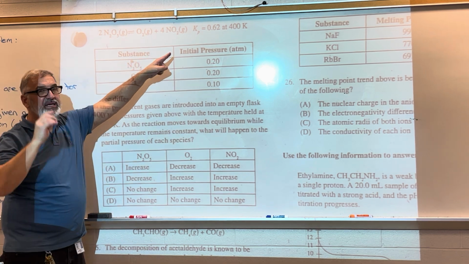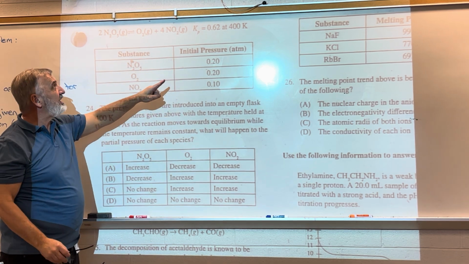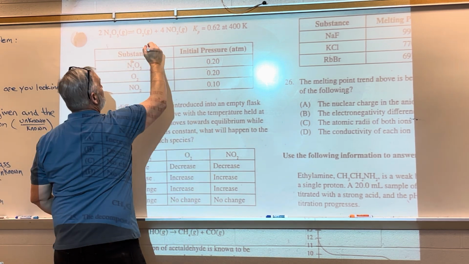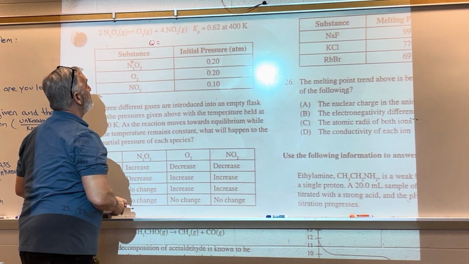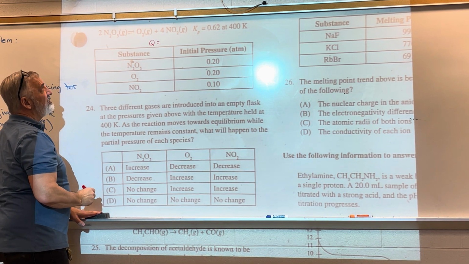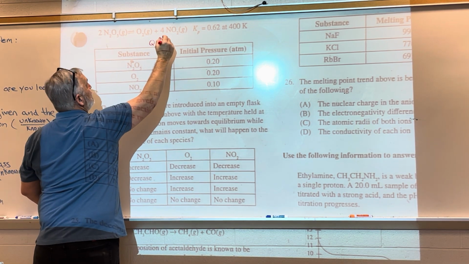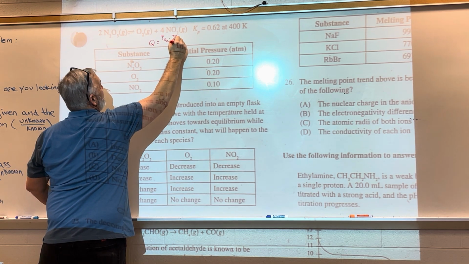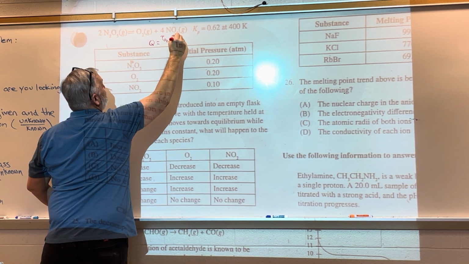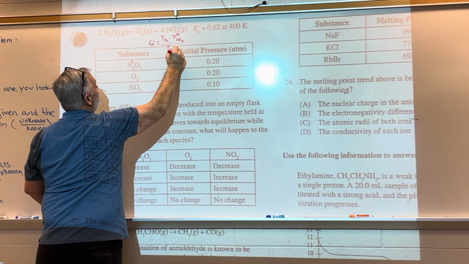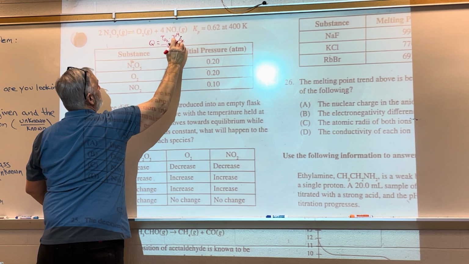I have K_P. Calculate Q. All right, so what's Q going to equal here? What over what? It's going to be the pressure of O2 times the pressure of NO2 to the 4th, over the pressure of N2O5 squared, right?